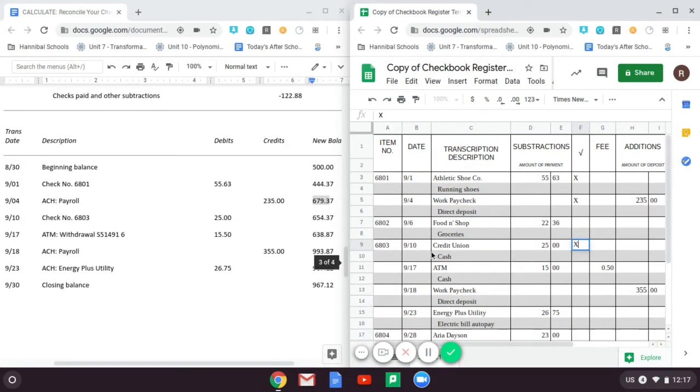Then 9/17, we had an ATM withdrawal for $15.50. 9/17, ATM, a subtraction, so that does mean it's a withdrawal. But this amount is only $15. This amount is $15.50. Does anybody see why? Yes, because there is a fee. So maybe they took out money at a bank that wasn't theirs.